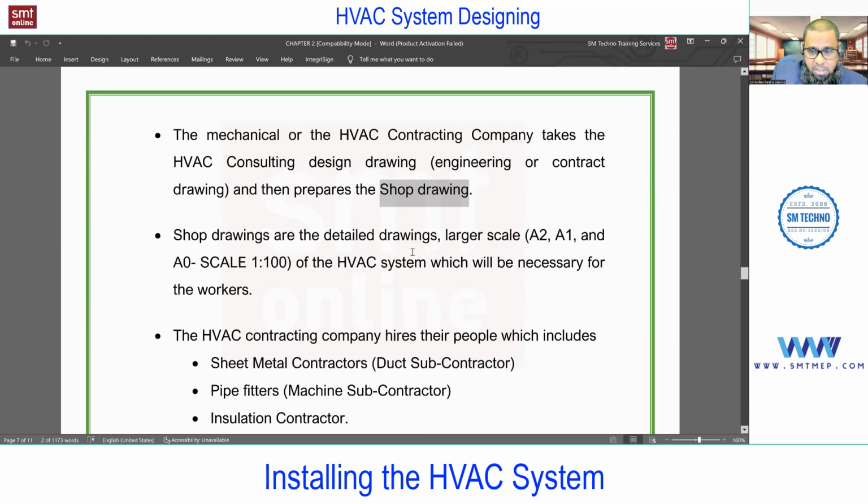Shop drawings are the detail drawings, larger scale, minimum A2 or A1 sheet. I think as engineers you know these paper sizes. The normal paper size is A4, right? Generally, we will not use A4 on site; we use A2, A1 or A0, or you'll find larger than that.